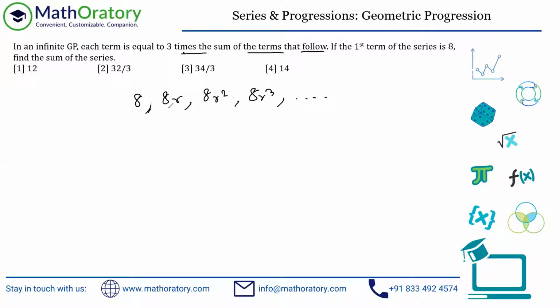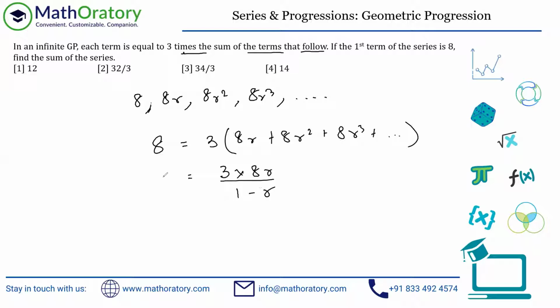We can take any term here, so I'm just taking the first term. First term is equal to 3 times the sum of the rest of the terms. Now, coincidentally, this also is a GP with the first term as 8R, and the common ratio is again R, and this is also an infinite term series. So effectively use the summation of infinite terms: first term divided by 1 minus common ratio, and that should be equal to 8.